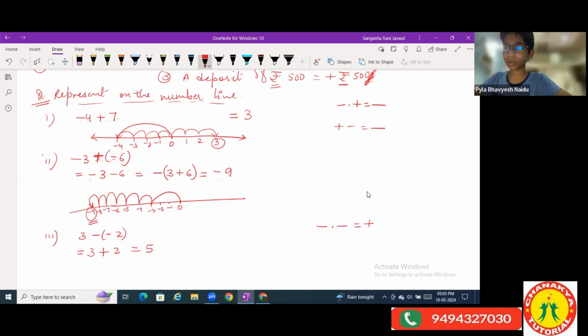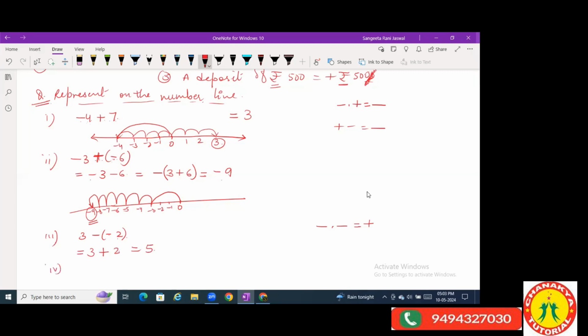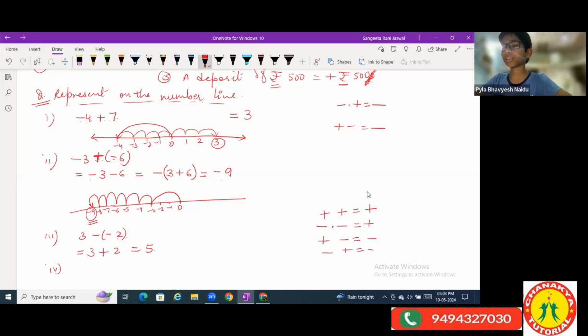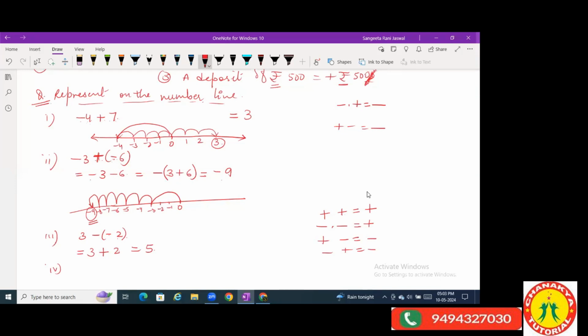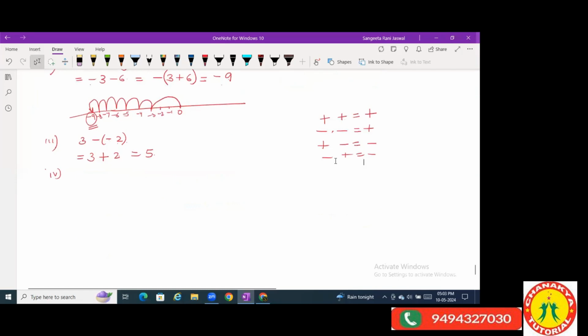Did I say anything wrong in that answer? So always keep this sign rule in your mind. When there are two same signs, you do addition. When there are two different signs, then you do subtraction. Okay, and did I say anything wrong in the answer?